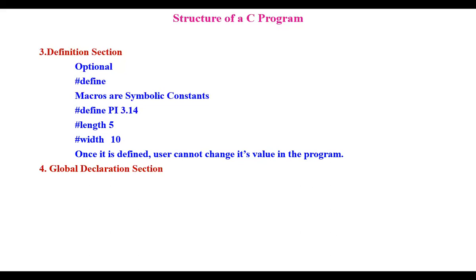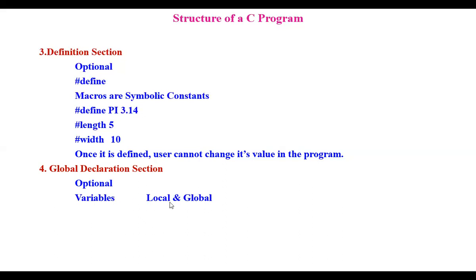Next comes the global declaration section. In the global declaration section, we will be declaring the variables, right? This is again also optional. Every time we may not need it. Suppose I am not going to do any mathematical operations, so I don't need any variable. So we need not have a declaration section. So the global declaration section is not compulsory. Here we'll be defining variables.